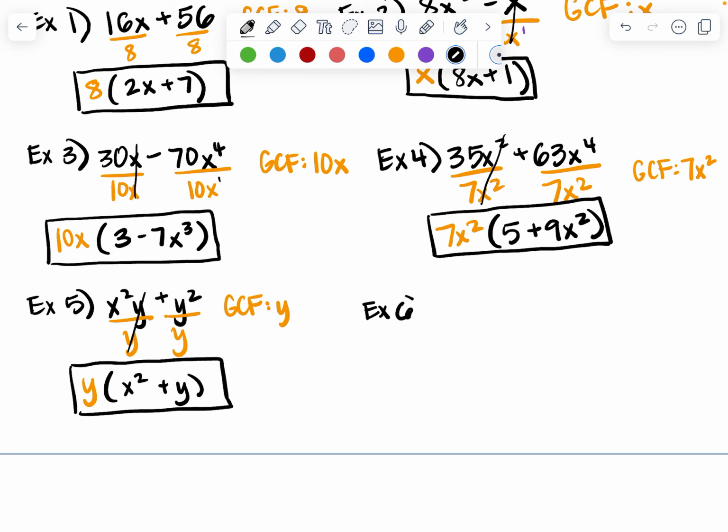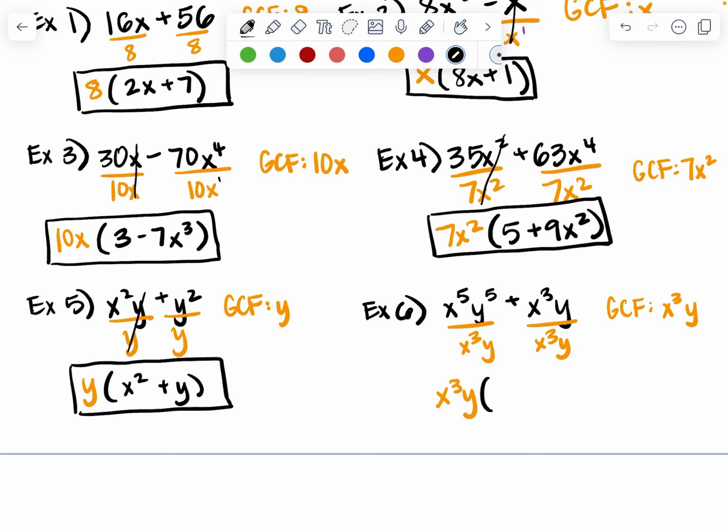Last example. In this case, both terms have x and y, so our greatest common factor will have x and y. For x, the lower exponent is 3, and for y, the lower exponent is 1. Factor out x cubed y. So for x, 5 minus 3 is 2, and 5 minus 1 is 4.